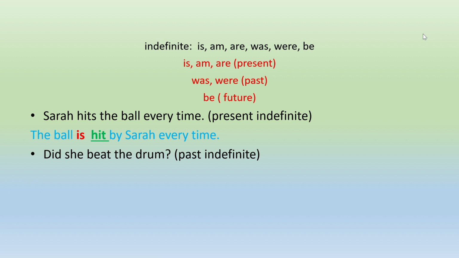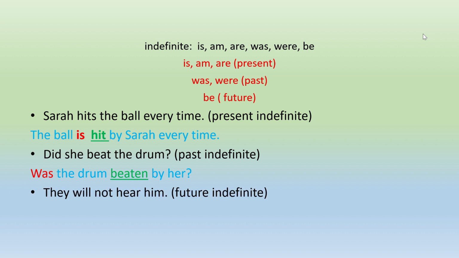Next is did she beat the drum? This is a past indefinite sentence. So the helping verbs which we will use is was or were. Here the object is drum, so it will be was the drum beaten by her. Was is the helping verb and beaten is the third form or the past participle form of the verb. Next is they will not hear him. This is a future indefinite sentence, so the helping verb which we will add here is be. He will not be heard by them.